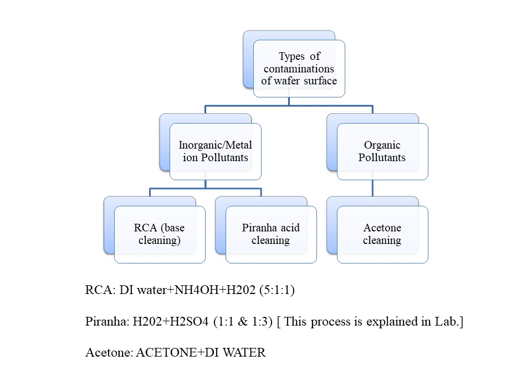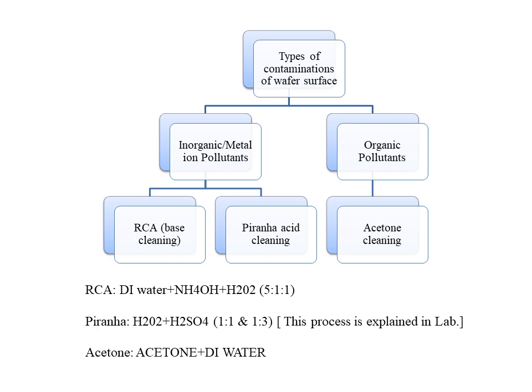So we have to clean the surface properly, to make our devices in very good, defect free conditions. This process is determined by what type of pollutants or contaminants stick over the surface. The types of contaminants are mainly two, that is organic pollutants and inorganic pollutants or metal ions. If there are organic pollutants over the surface, the cleaning process is called acetone cleaning. But in case of organic and metal ion pollutants there are two types of cleaning process, one called RCA cleaning, another called piranha acid cleaning.